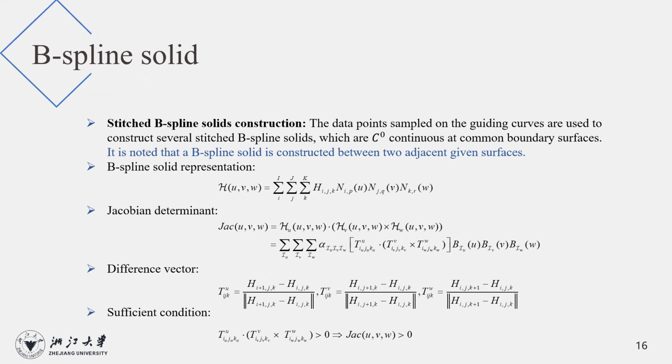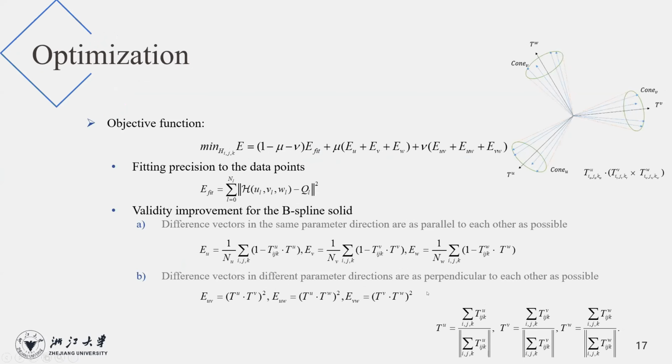Here we introduce some basic theories of the B-spline solids. The Jacobian determinant can be calculated by this equation, and we define the difference vectors as these equations. We have the conclusion that if these difference vectors satisfy this formula, the Jacobian determinants of the B-spline solids are all greater than 0. So the objective function of the optimization is developed.